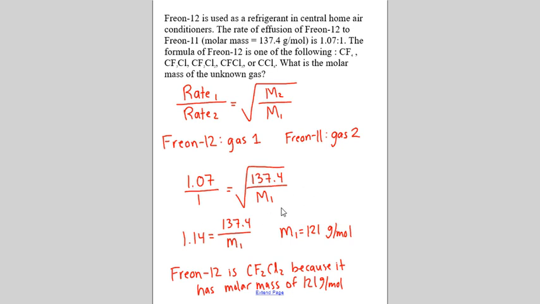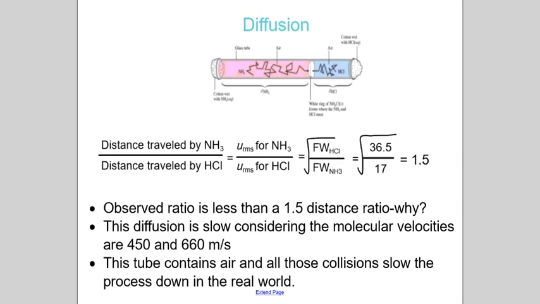So we're solving for mass 1. If you square both sides, and then you do some algebra to solve for M1, you get 121 grams per mole. So that would mean we just find which chemical formula matches that. Well, here's Freon 12, CF2Cl2, because it has the same molar mass. So hopefully that makes sense. I meant to make you guys pause that one, but whatever.